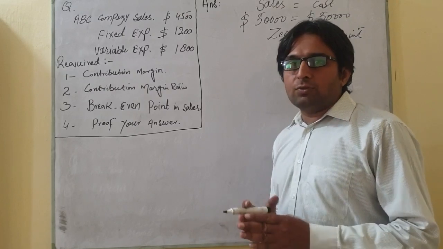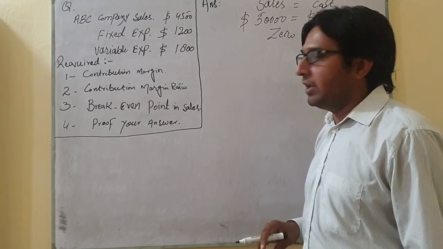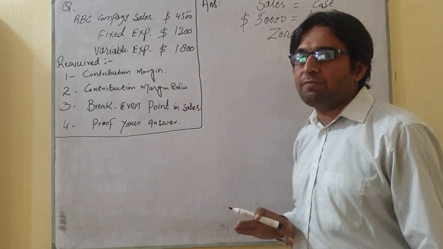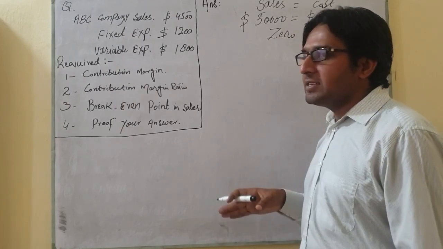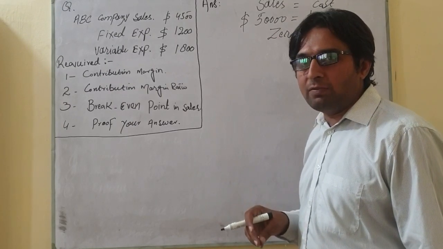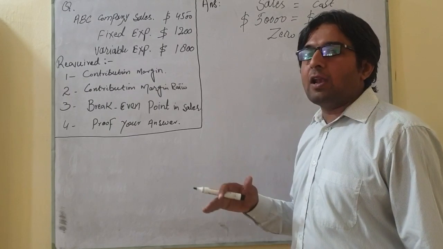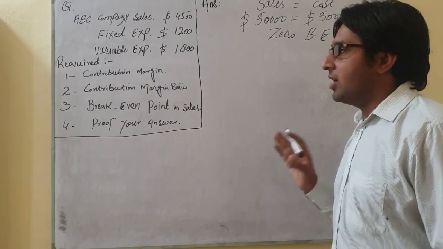If the company wants to increase its profit, then it has to increase its sales. If its sales decline, the company will suffer a loss. If its sales decrease from $50,000, definitely the company will suffer a loss. If its sales increase, the company will earn a profit because of the effect of fixed cost.